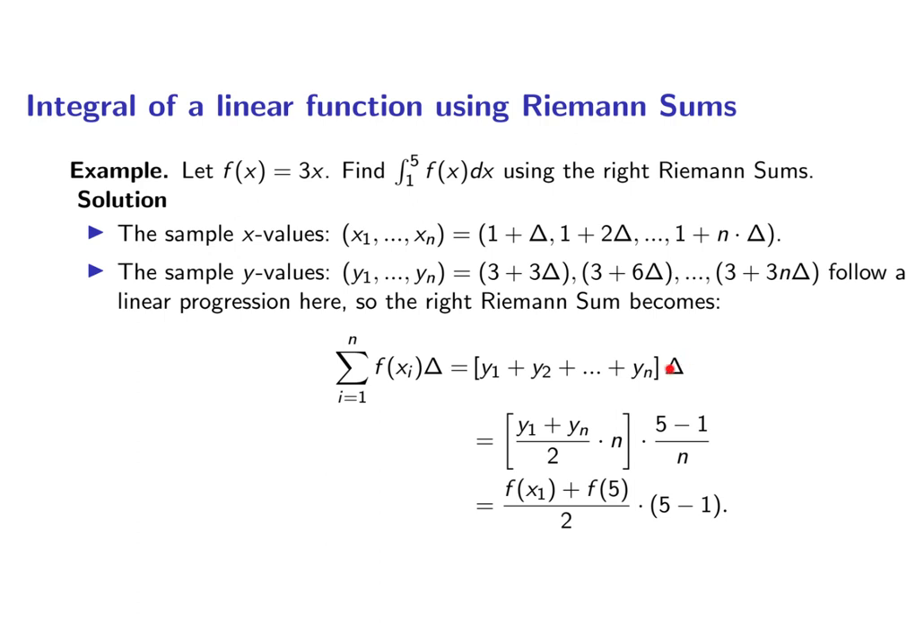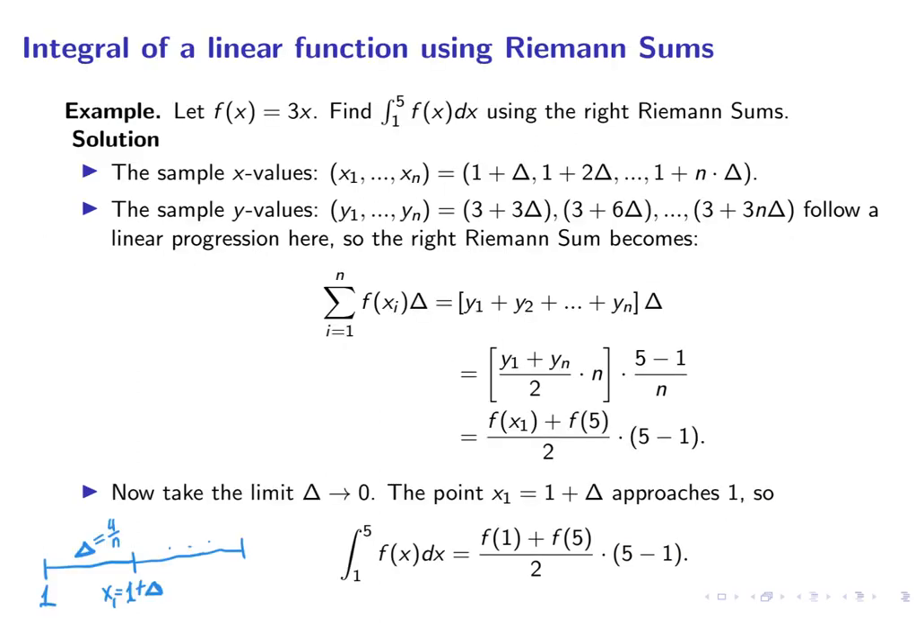Now, let's recall that delta is the total length of the interval from 1 to 5, so 5 minus 1, divided by n. Okay, so n cancels, and we get the formula. So it is half sum of f of x1 and the last y value, which coincides with 5. So it's half sum of f of x1 and f of 5 multiplied by the length of the interval.